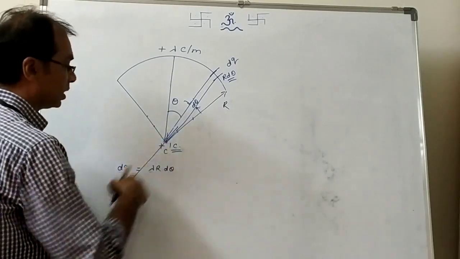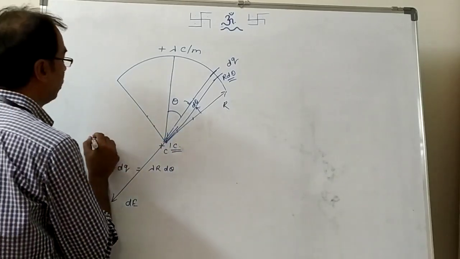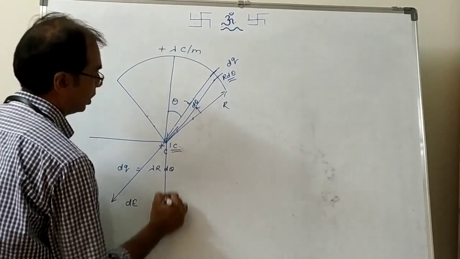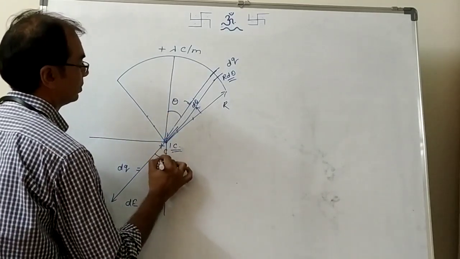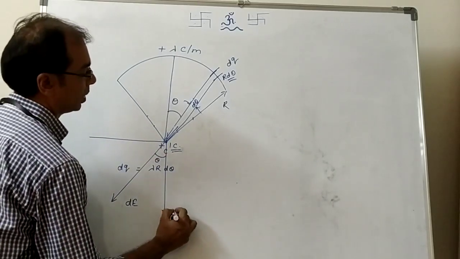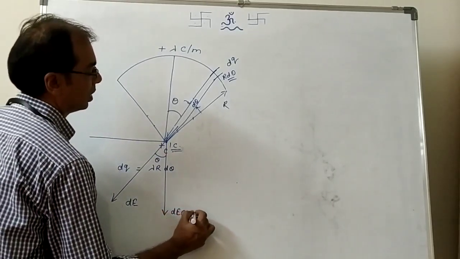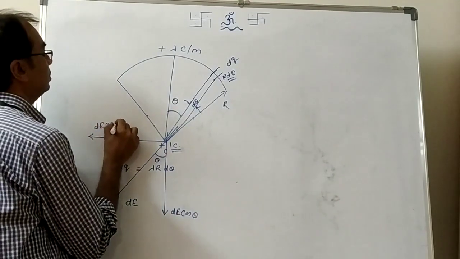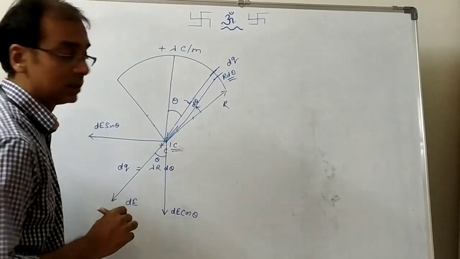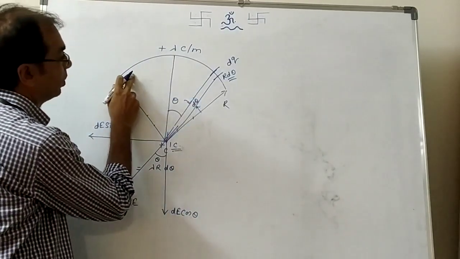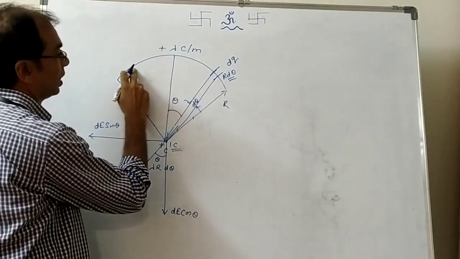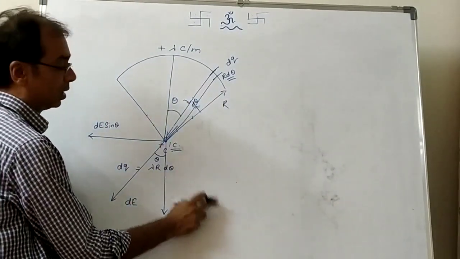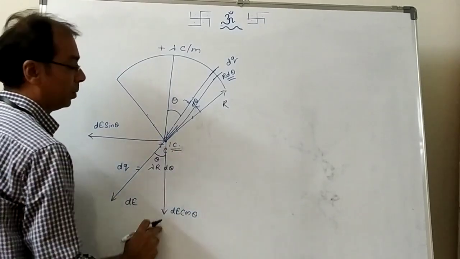Correct? Now, since it's inclined, we can take its components. So what is the angle here? Theta. Theta is with the vertical, right? So this component here will become dE cos theta, and this component will become dE sin theta. Correct or not? Same way, on this side also we can take a charge, so the electric field will come in this direction. One component will be horizontal, one component will be vertical.